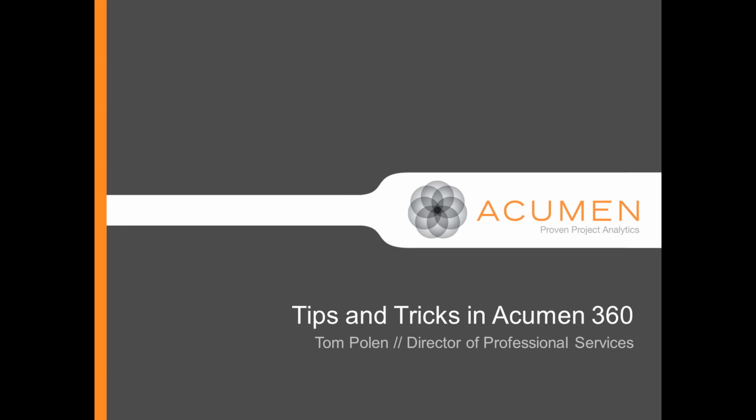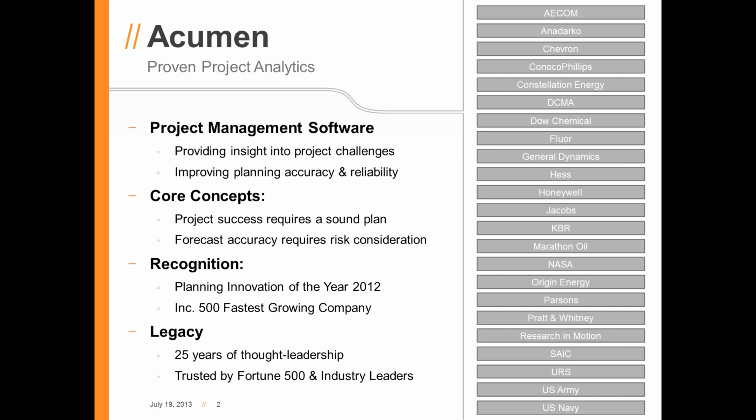Acumen 360 is the third component in the Acumen suite. Over the past couple of days, we've discussed tips and tricks both in Acumen Fuse and Acumen Risk. Now, some call Acumen 360 the icing on the cake in the Acumen suite, and others call it the best kept secret in the Acumen suite. Well, you might have your own opinion after you see some of the tips and tricks today.